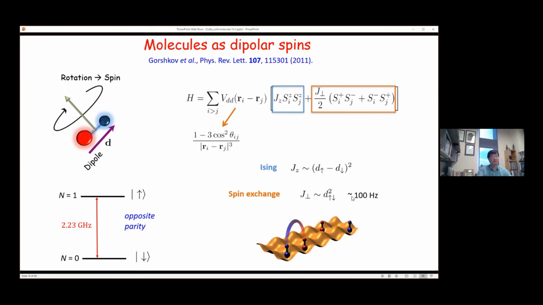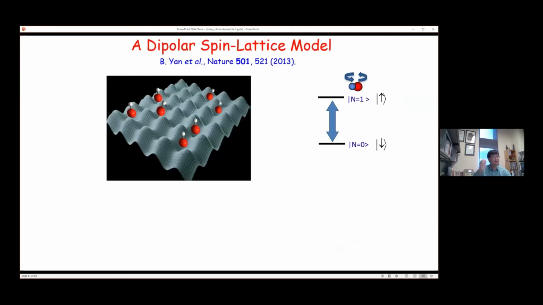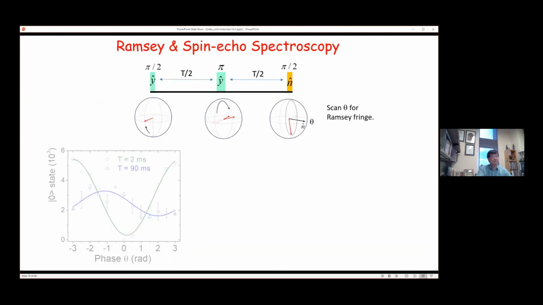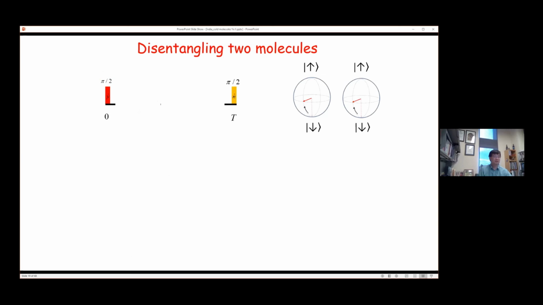And so why we see a bit smaller is because it actually turns out to be half the scale of the interaction energy. 20 milliseconds would correspond to 50 hertz. So let me just walk you through this entangling sequence of the two spins.